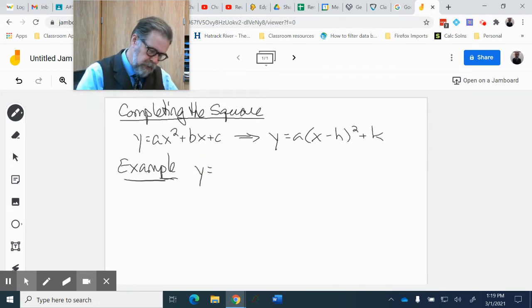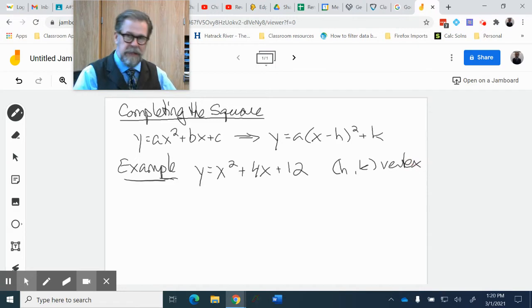So the example is y equals x squared plus 4x plus 12. And what I want to know is the vertex of this parabola. And right now I'd have to find the intercepts. Once I'd found the intercepts, I'd have to use those to find the vertex.